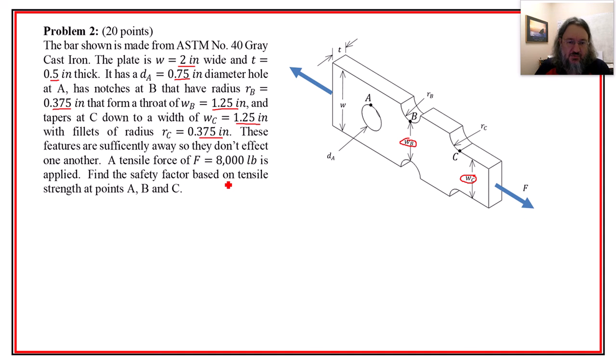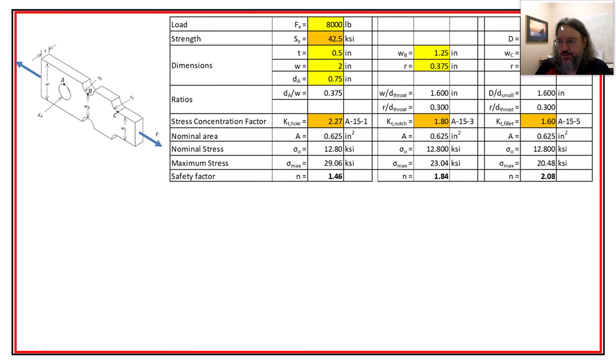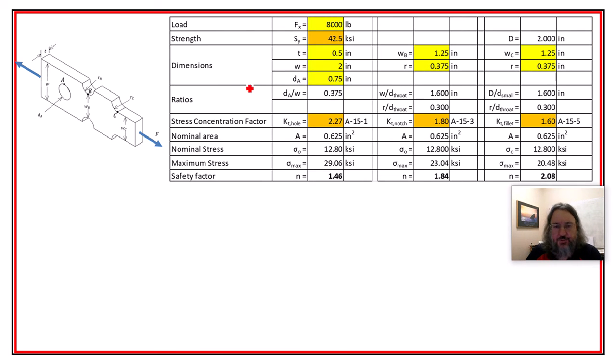We want to find the safety factors on tensile strength at points A, B, and pretty close to C. All right, so Mr. Laziness is going to show you his Excel spreadsheet instead. Here you go. So here's our first. Here's the common information right in here. I guess this is all common information. And then you have this first hole right there.